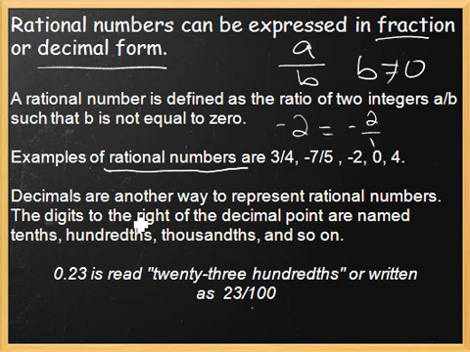Decimals are another way that we can represent rational numbers, and all decimals for rational numbers either terminate or repeat. For example, the decimal we normally call 0.23 is really the rational number 23 divided by 100, or read as 23 hundredths.